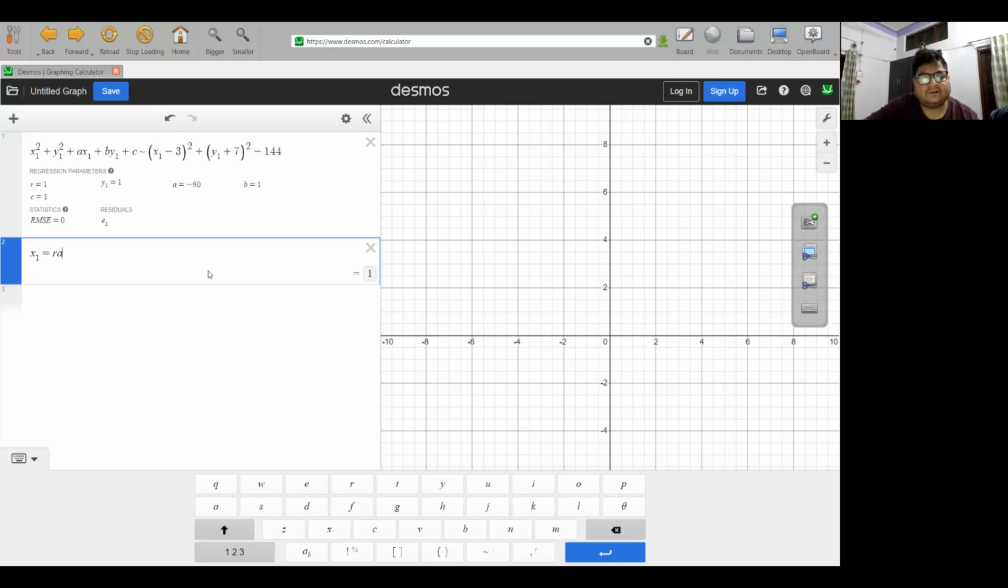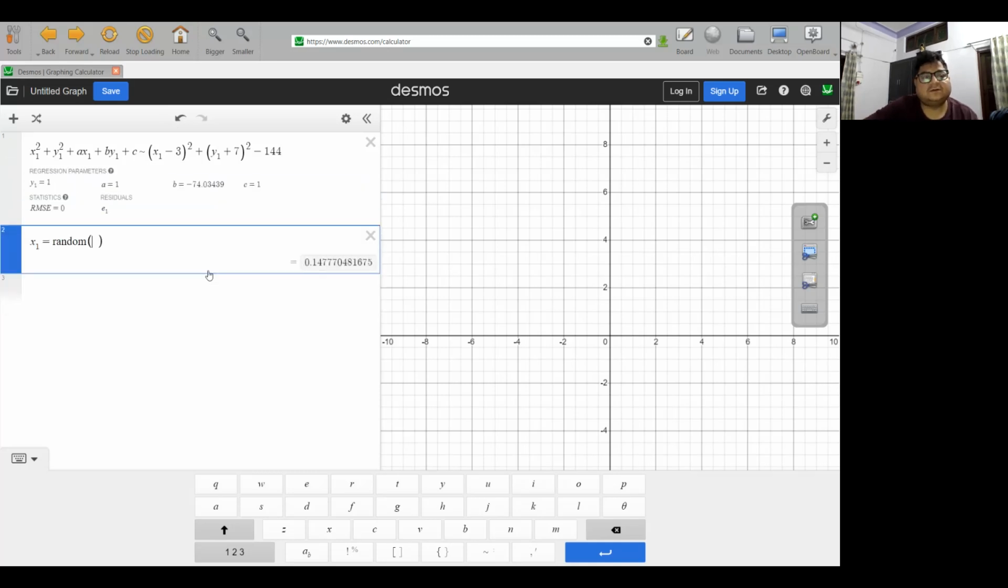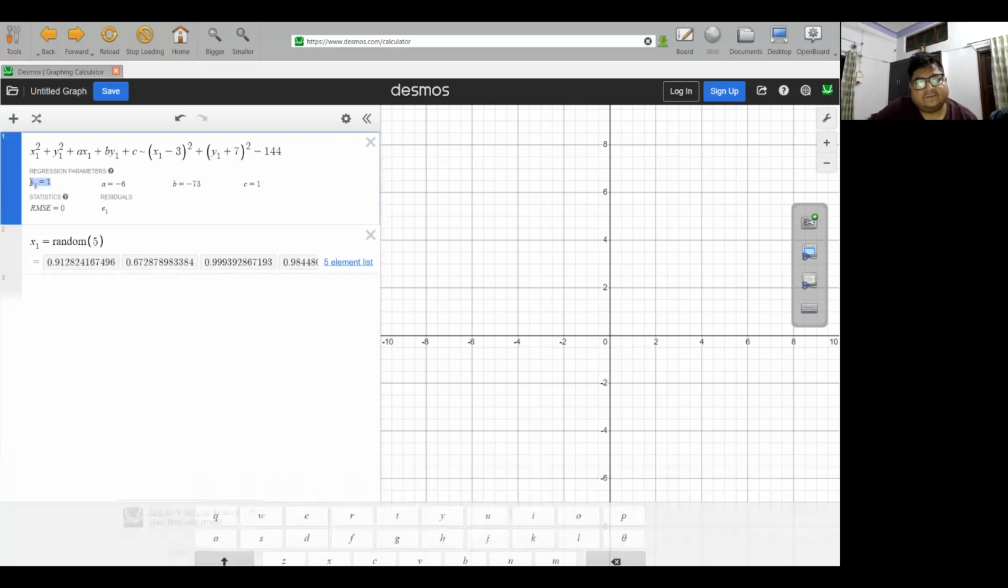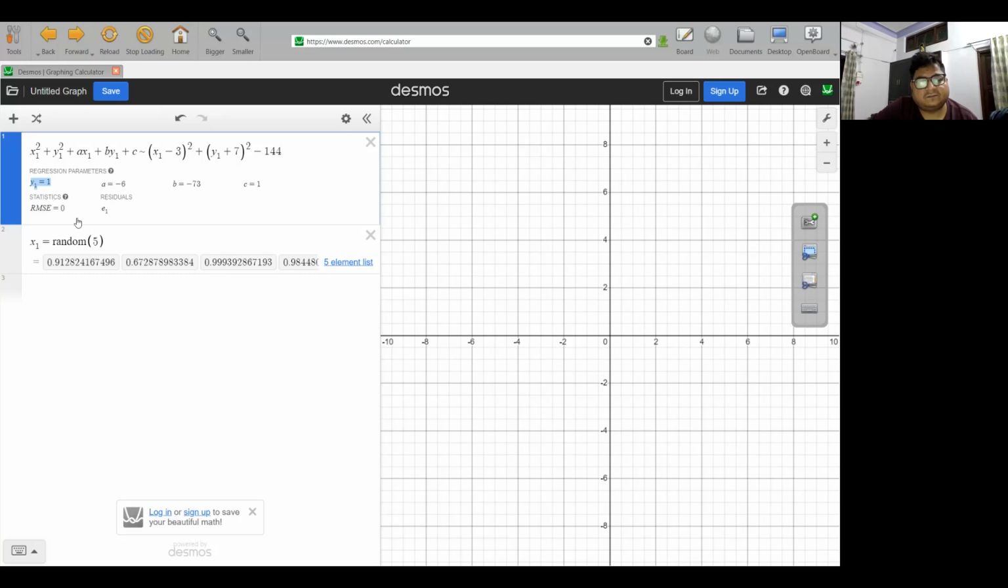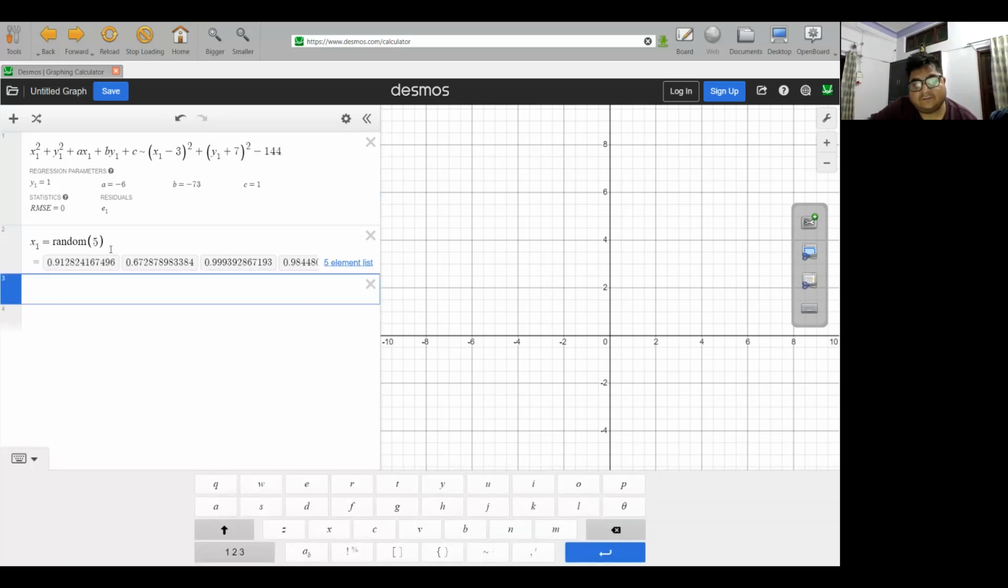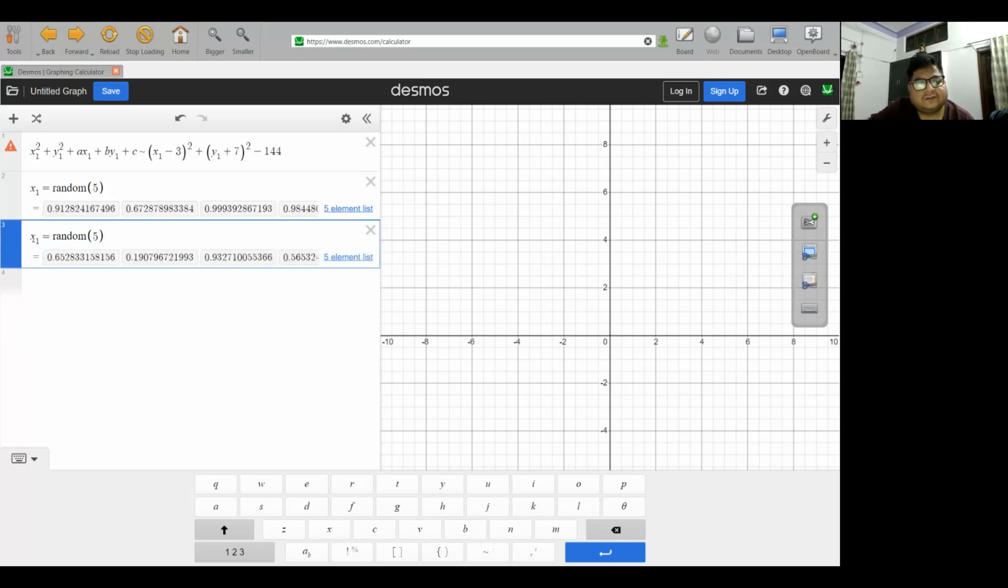So I choose a random function and I pass 5 values. Now, again, they are taking y1 as equal to 1, but why would they take y1 equal to 1? For y1, we also use a random function. So instead of x, we can use y1.